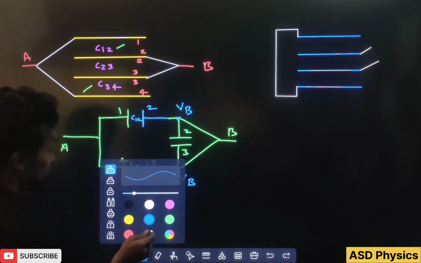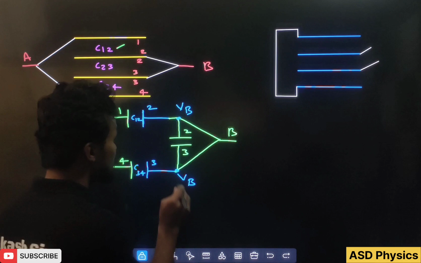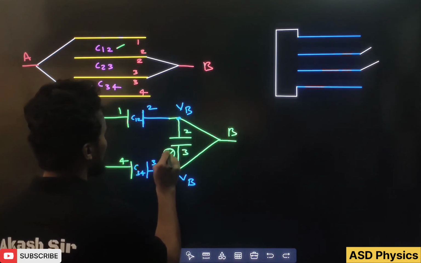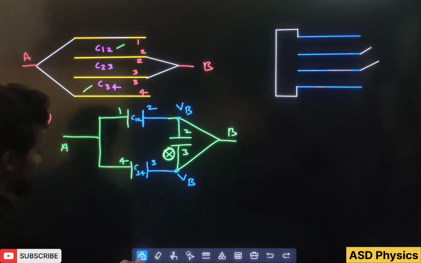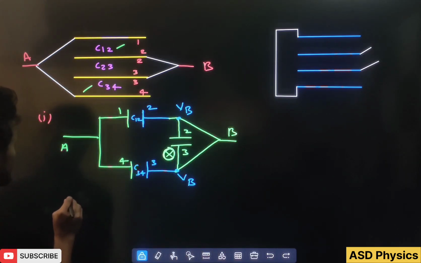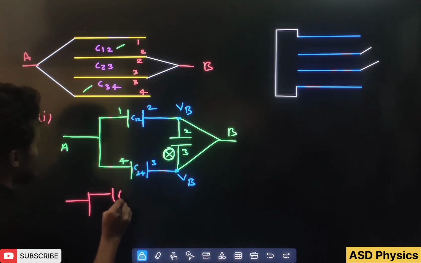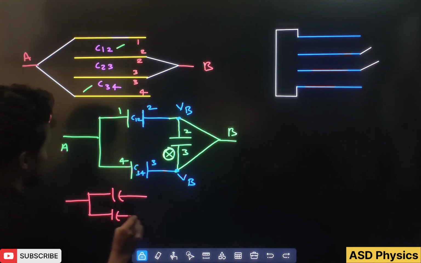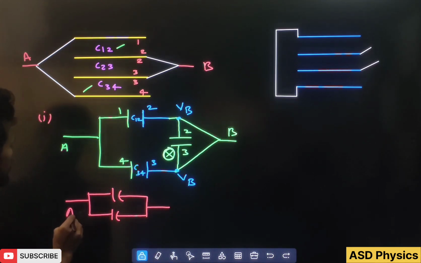And you know Q equals C into delta V in a very standard form. That means this capacitor will not store any charge, any energy. That means this capacitor can be removed, is it? So students, when you remove this capacitor, what will come here? Then we'll be left with only 2 capacitors.